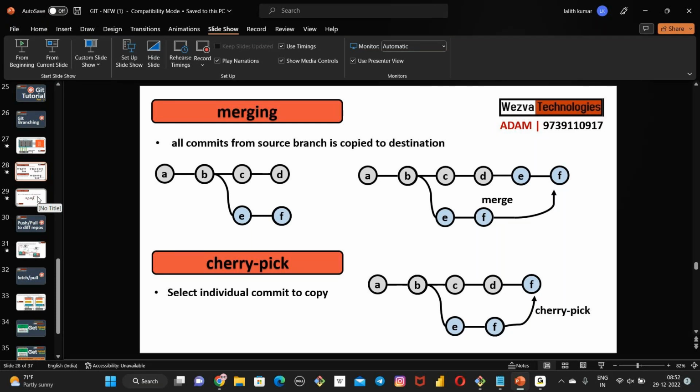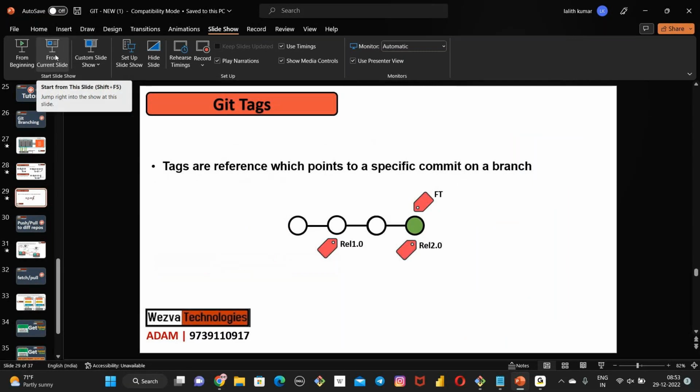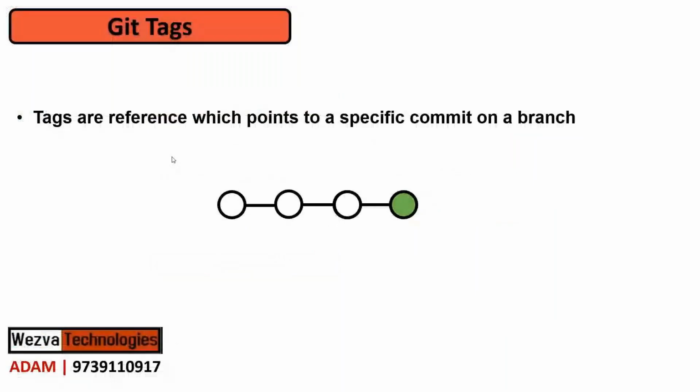Okay, so pretty much now we understood what we call branching and how branching works, and once you are done with the changes, how you combine the code from one branch to another branch using merge. Now, what's the next topic? There's a topic called tags in Git. Now, what is a tag?